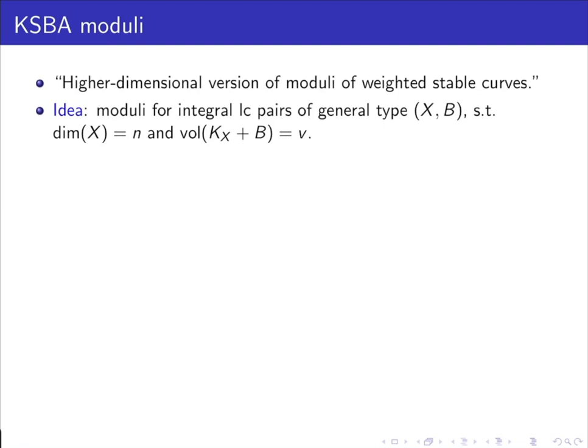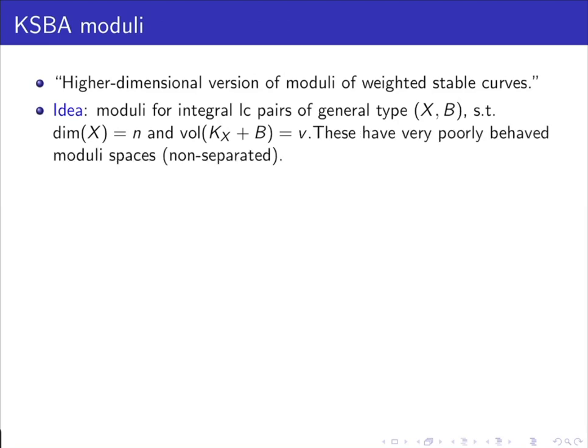So the idea: one would like to start by saying, let's construct a moduli space for integral LC pairs of general type (X, B), where we fix some invariants like the dimension and the volume of the log canonical divisor. If you start with those, which are the most direct generalization of a genus g greater or equal than 2 curve, you already run into some problems, because from a moduli perspective this class is not very well behaved. It is, for example, non-separated. There are many examples where this can happen. And so the solution is to replace a pair by its canonical model.